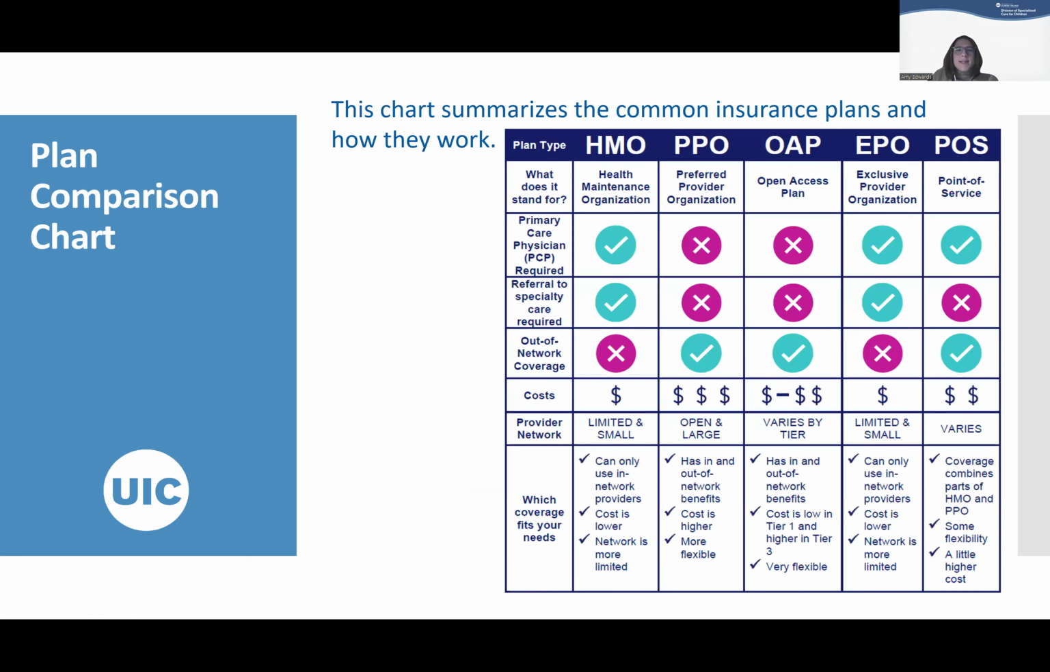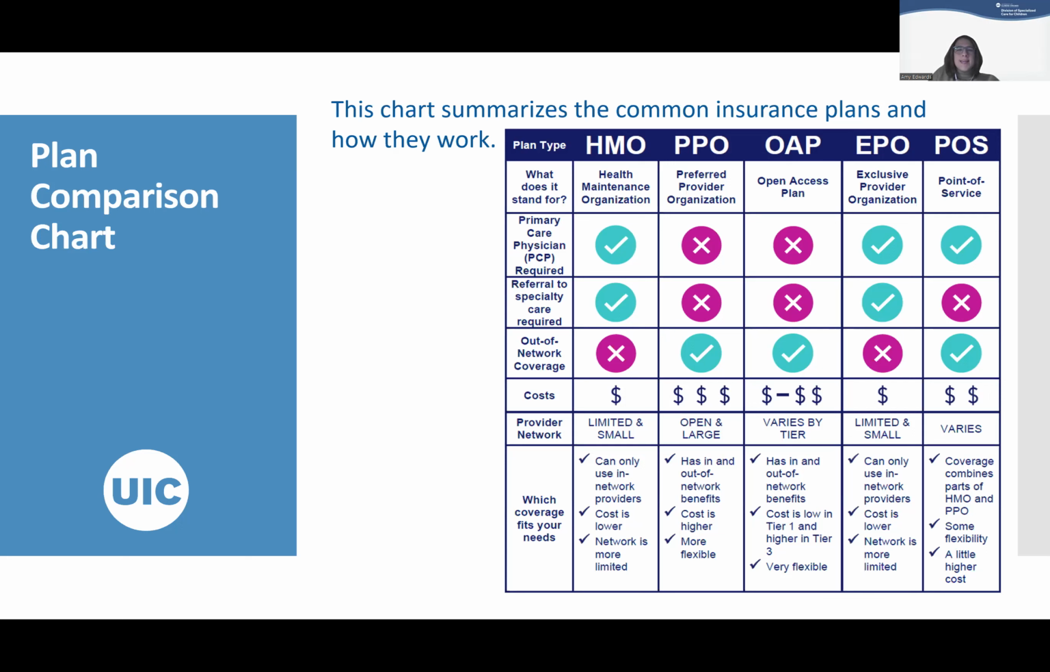All right, so this is a plan comparison chart that we made, and we made this so it can kind of show you how different plans work and what the important parts of them are. So you can see across the top, there are different types of plans. There's HMO, PPO, OAP, EPO, and POS. Again, we do not expect you to remember all of this, but we hope that this chart will be helpful for you in understanding what we're going through right now.